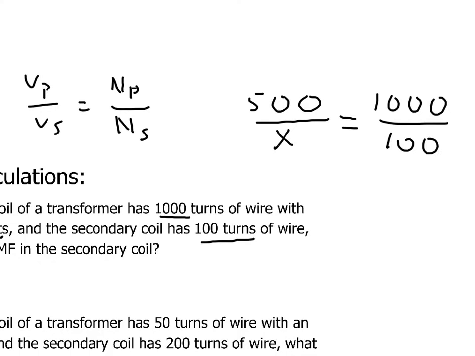So we're going to skip rewriting all of this and just get down to the point, because we can tell that this is a difference of a factor of 10. So if the number of turns in the primary coil drops by a factor of 10, then the voltage from the primary to the secondary is also going to drop by a factor of 10. Anyway, so a factor of 10 difference means that X in the secondary coil would be 50 volts. Okay, so that's the answer for the first part.